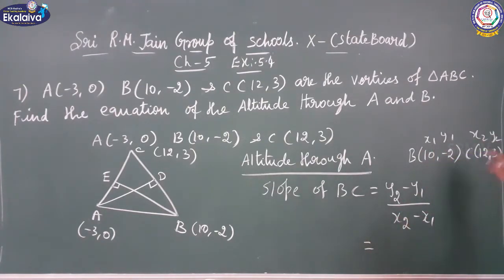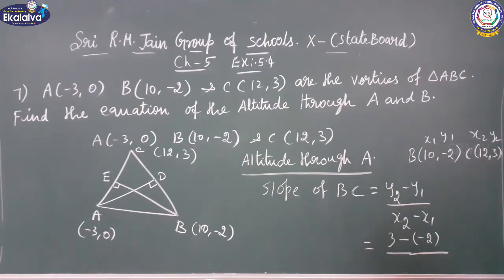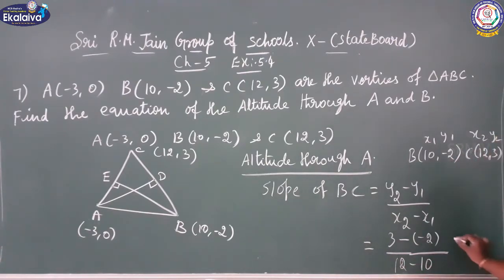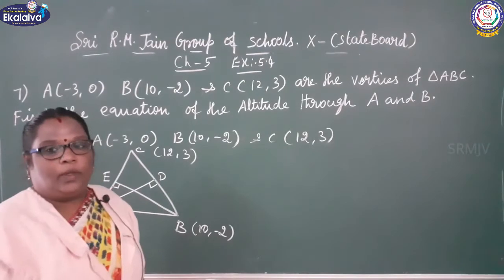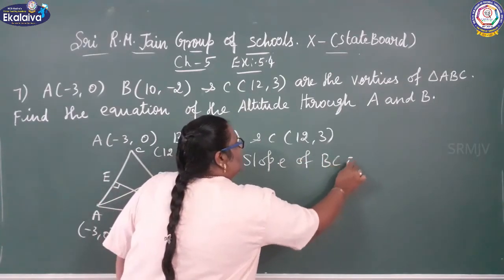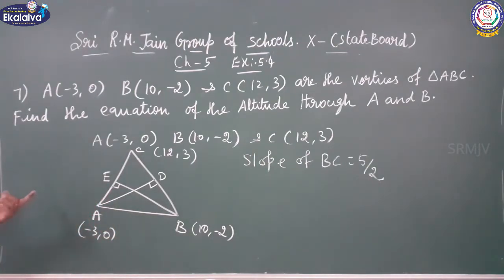It gives, what is y2 here? 3 minus y1, which is minus 2, you put a bracket, by x2, x2 value is 12 minus 10. So it gives 3 plus 2 by 2. So the slope of BC equals 5 by 2. That AD is the altitude.